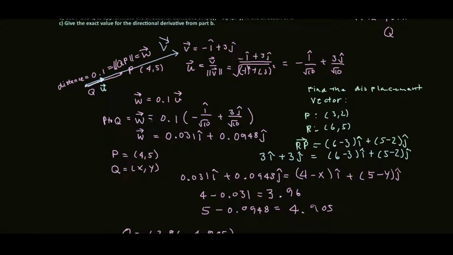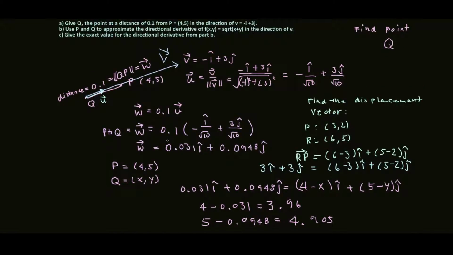So we have this W here, right? But the question is asking us to find Q. How do we do that? We have two very valuable pieces of information now. We have the displacement vector from P to Q or Q to P. It's from P to Q.